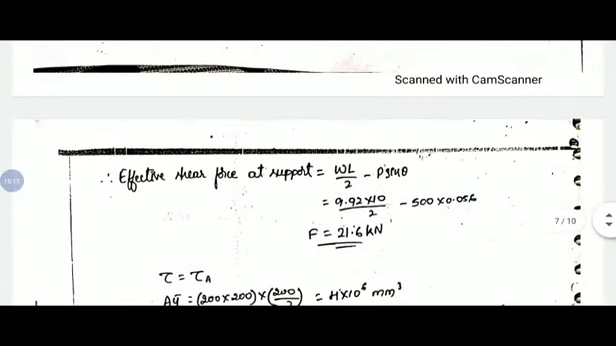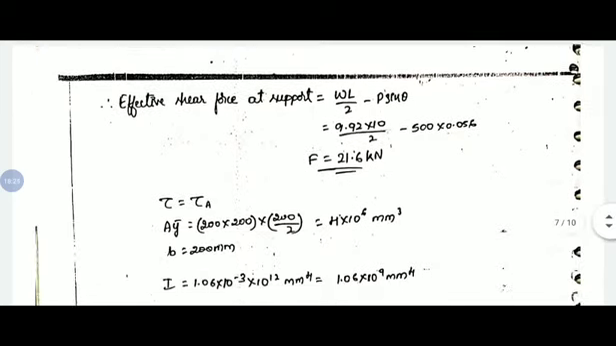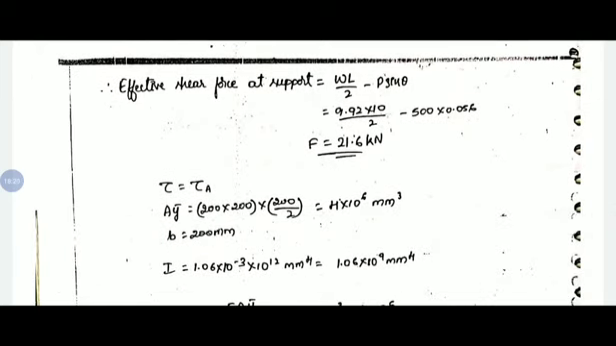Yes. So we have considered negative WL by 2 minus P sin theta. On substituting, we will get the shear force at the support section, it is 21.6 kilonewton. Tau, again same, half of the area we need to consider.